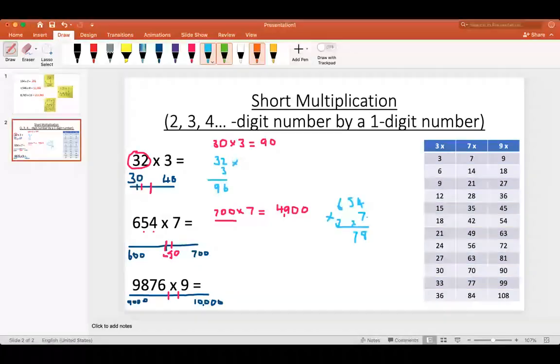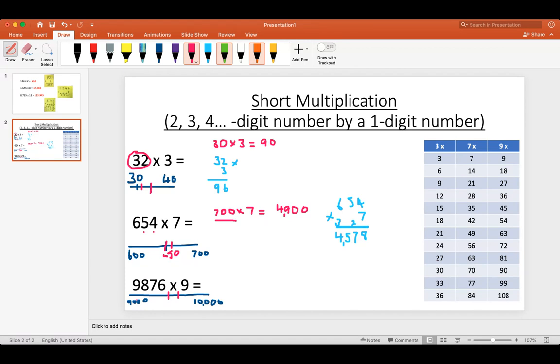6 times 7 is 42. Remember the story of my granddad. 42 add 3 is 45. So my estimation and my actual answer isn't too far out from each other. So I know I'm roughly, with my estimation, in the right place. And I've now calculated my answer, 4,578. Let's have a look at the last question.